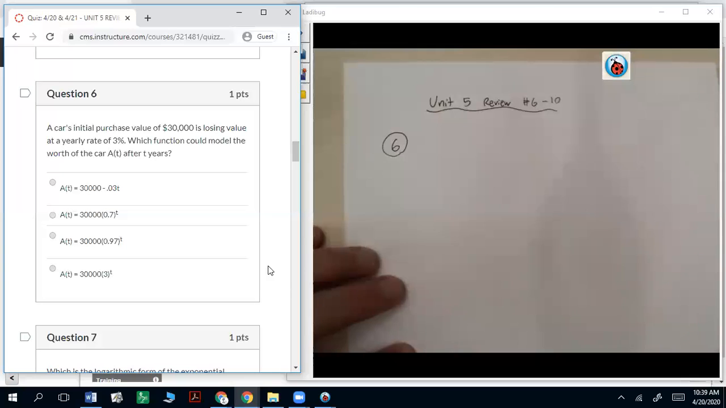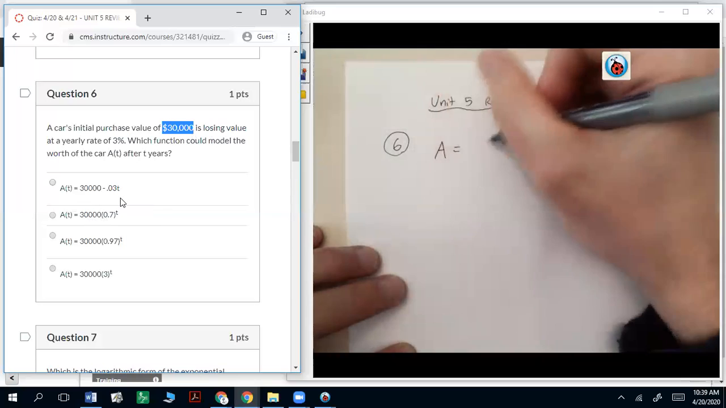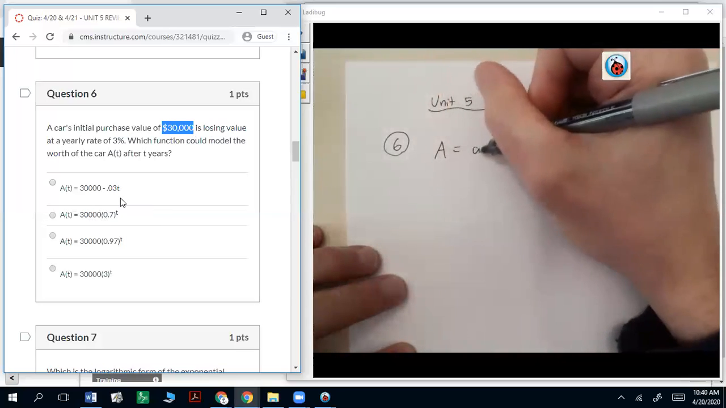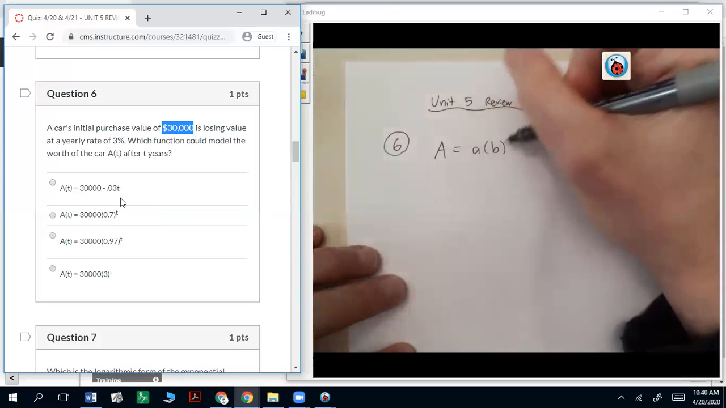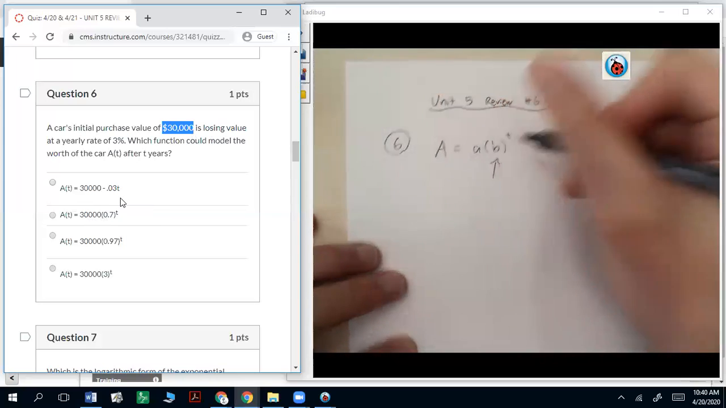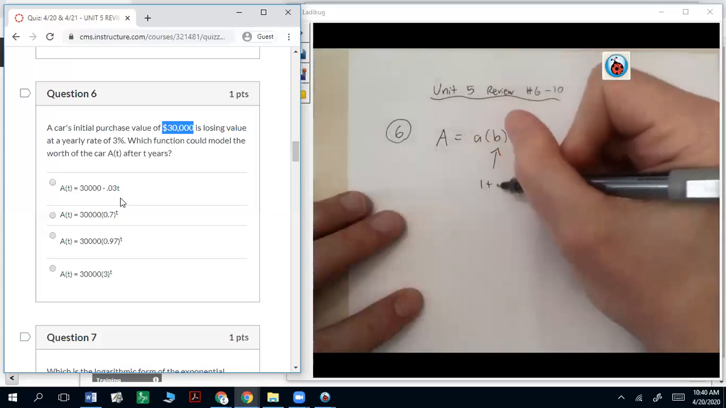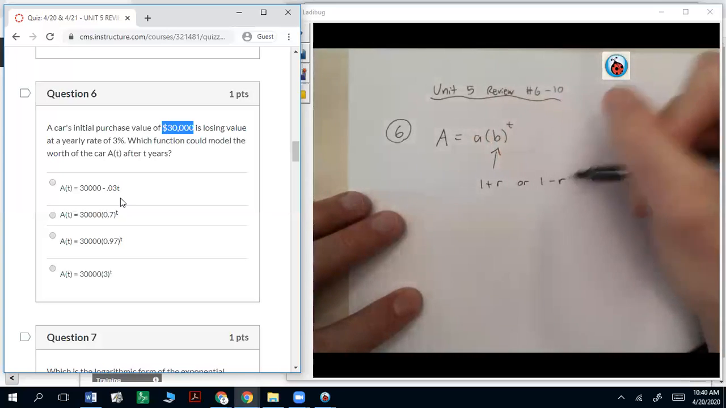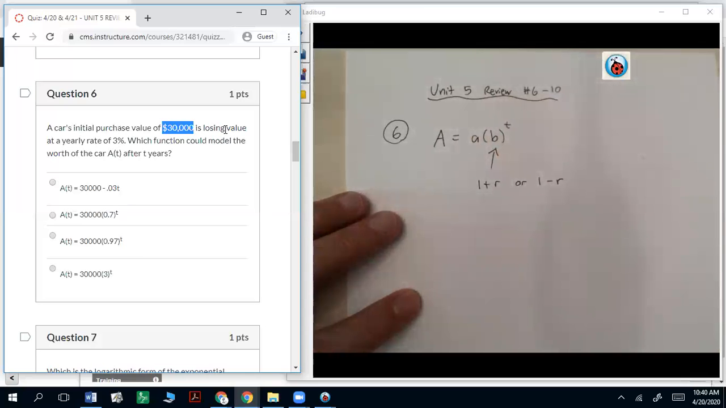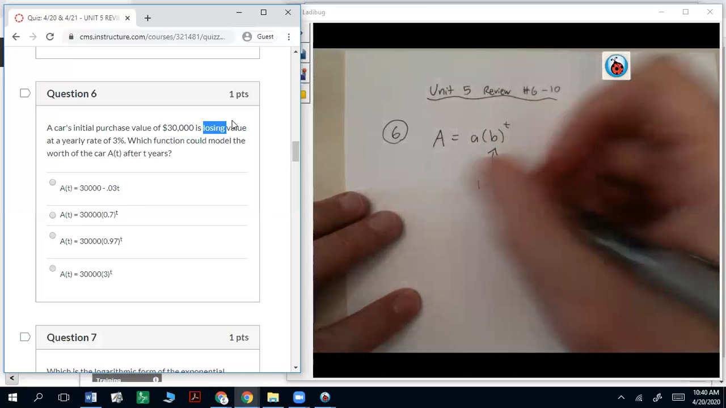A car's initial purchase of $30,000 is losing value at a rate of 3%. Which function could model that? They all start with your initial amount, 30,000, and they're all going to follow the formula A equals A times B to the T power. And that base is going to be either 1 plus R or 1 minus R. And since it's losing, it's going to be 1 minus R. That's going to be decay.